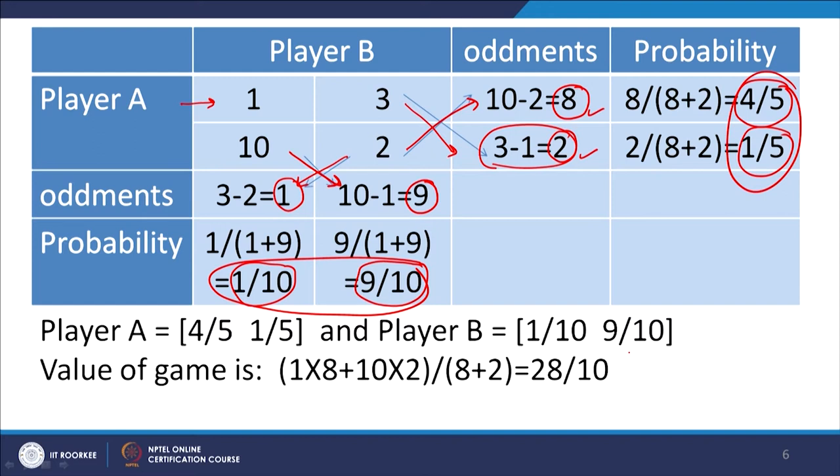And the value of the game is obtained by 1 multiplied by 8. Where did this 1 multiplied by 8 come from? This is 1 multiplied by this 8 plus 10 multiplied by 2. This is the numerator, and the denominator is 8 plus 2. So, this is 8 plus 2, and you get the value of the game as 28 by 10. It can also be verified that if you do the same thing vertically, you will get the same answer.